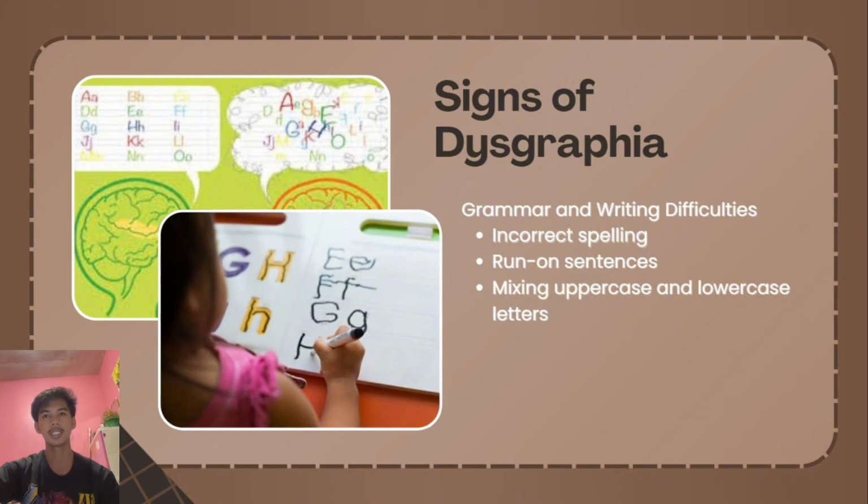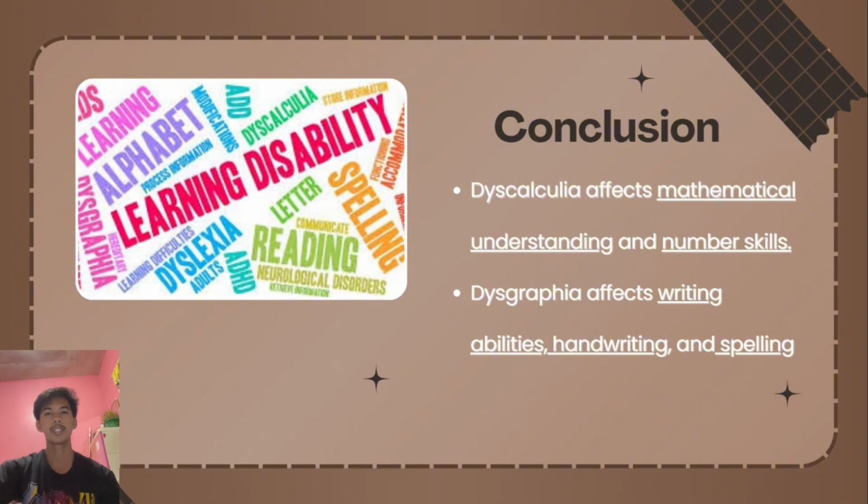uppercase and lowercase letters. So to summarize, dyscalculia affects a person's ability to understand numbers and mathematics, while dysgraphia affects writing skills, including handwriting, spelling, and written expression. These are disabilities that do not define a learner's intelligence. Instead, they highlight the need for different teaching approaches and support systems.